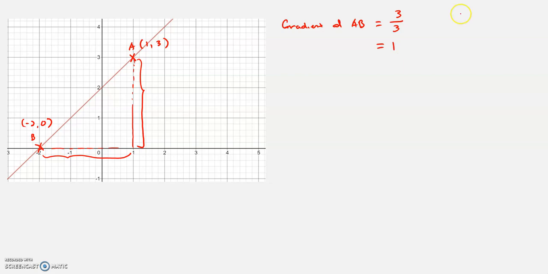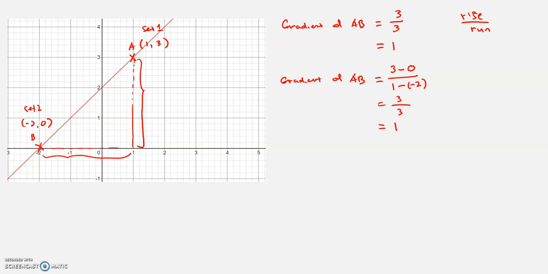Other than using the rise over run concept, if I call this set 1 and this set 2, I know that the gradient of AB can be calculated by taking y1 minus y2 over x1, the x-coordinate of the first set, minus the x-coordinate of the second set, which is 3 over 3, which gives you 1.